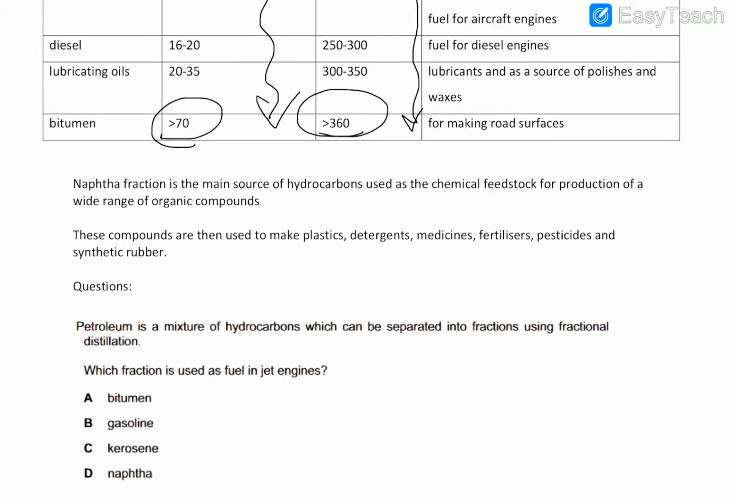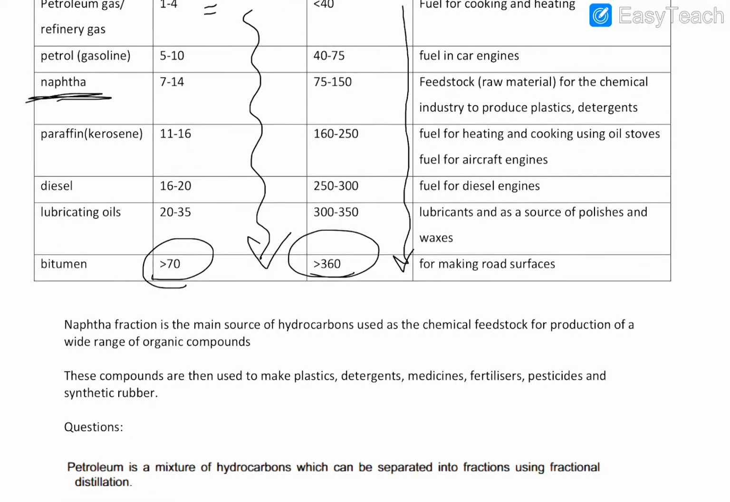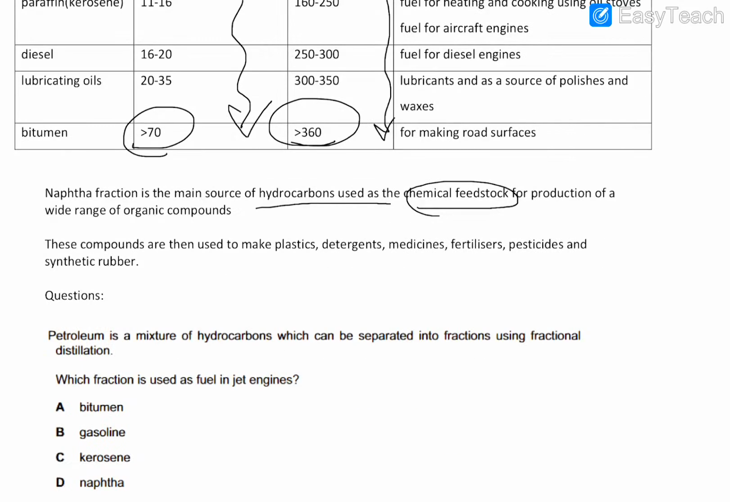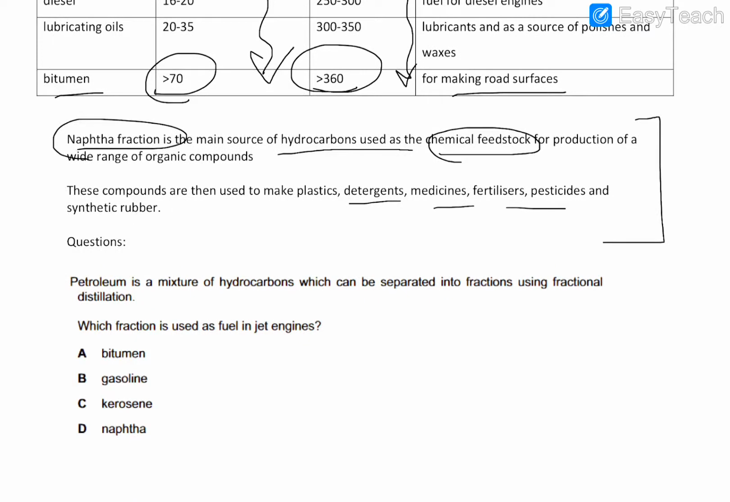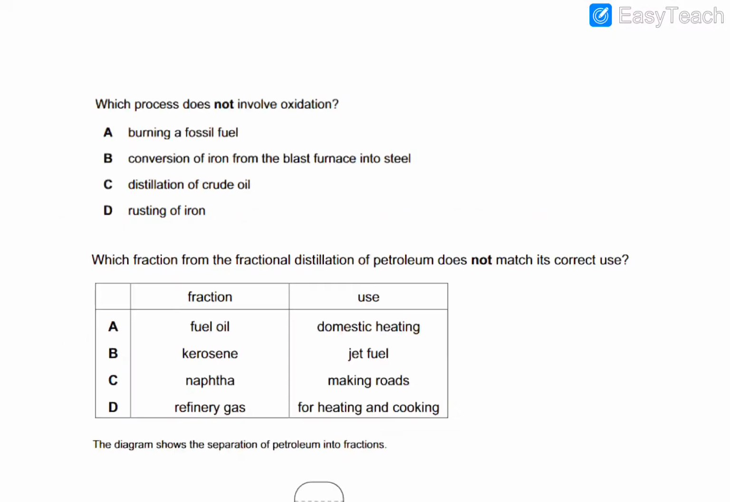So naphtha fraction, naphtha is here. Naphtha is the main source of hydrocarbons used as chemical feedstock. We actually use naphtha to make other chemical substances, to make plastic, for example. Detergent, medicine, fertilizers, synthetic rubber, all these are made from naphtha. Okay, bitumen to make road surface. This is the black substance that we use to make the road. So you have all these uses that you should know. You're going to do the questions that follow, and I'll be checking your answers.